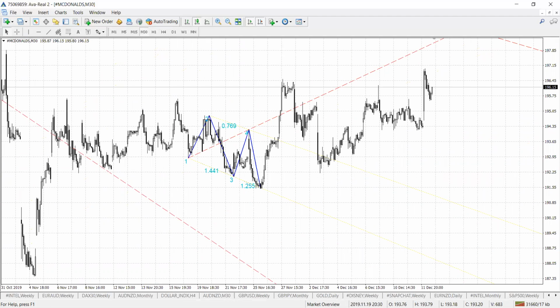Okay, there you go. Do you see this Wolfe Wave here? That's the one I used to calculate the McDonald call.